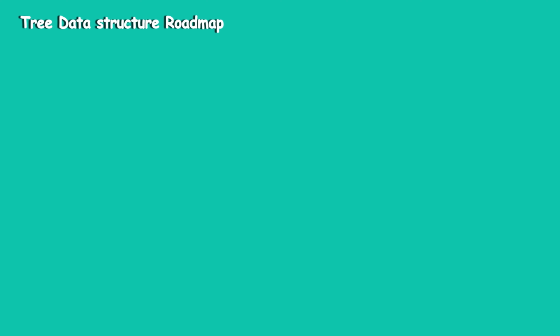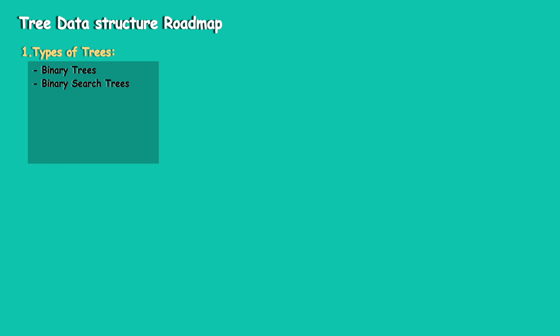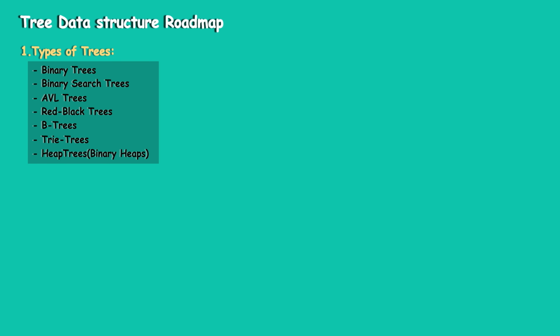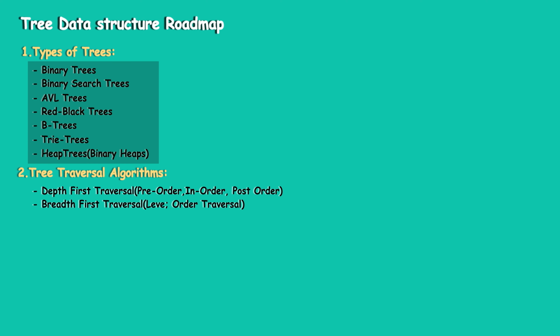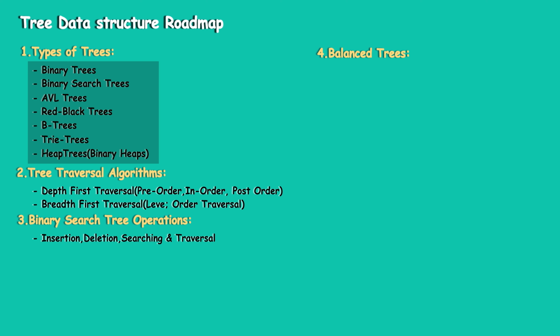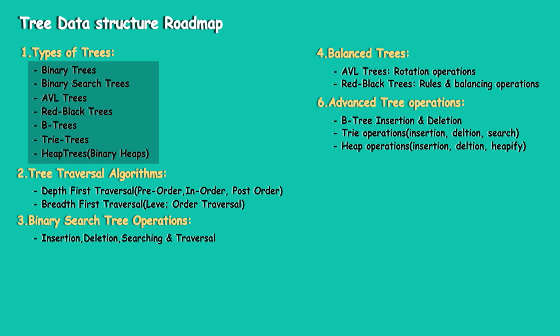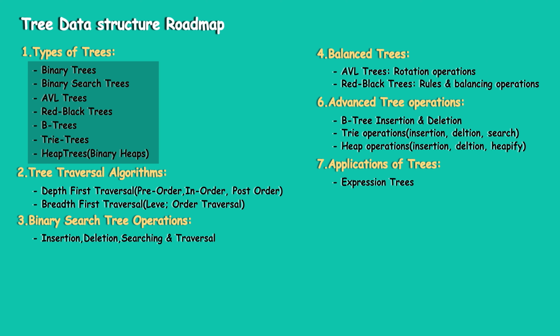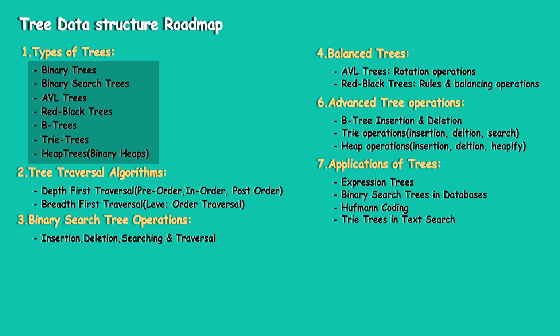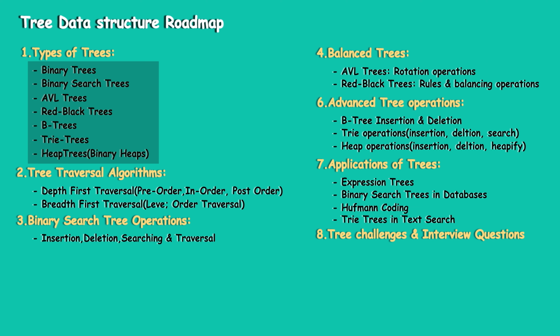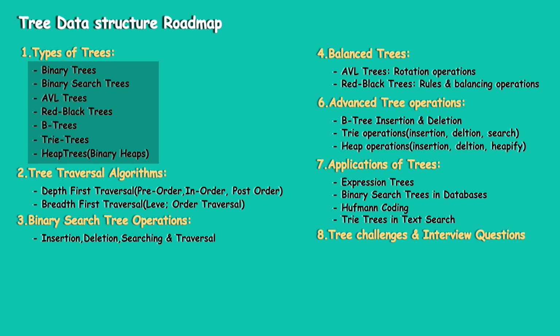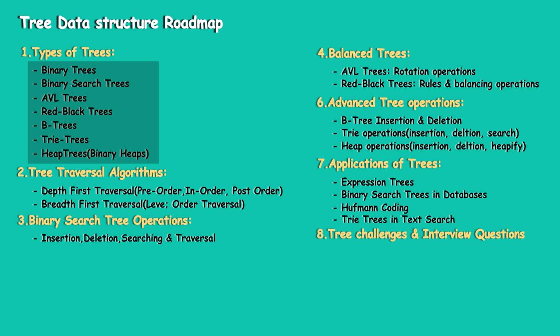As part of the roadmap, first we have to explore different types of trees available. So we have binary trees, binary search trees, AVL trees, red-black trees, B trees, trie trees, and there is a very special kind of trees called heap trees or binary heaps. All these trees are categorized into different types based on the number of children available to their parent, or based on the rule, the way the elements are inserted into these trees. Some are meant for frequent insertion and deletion operations, whereas some are specially designed for frequent search operations.